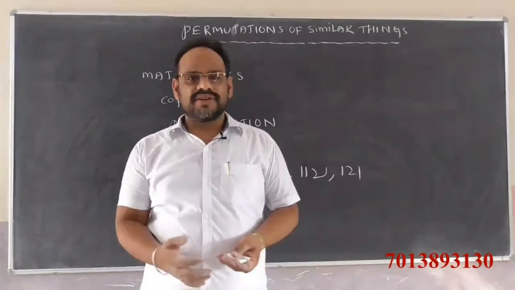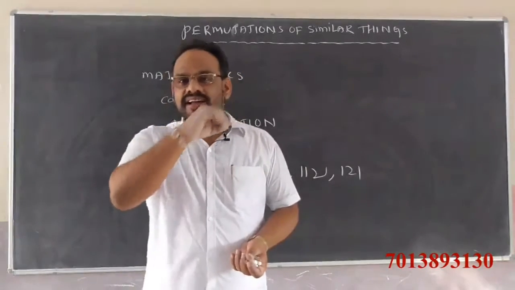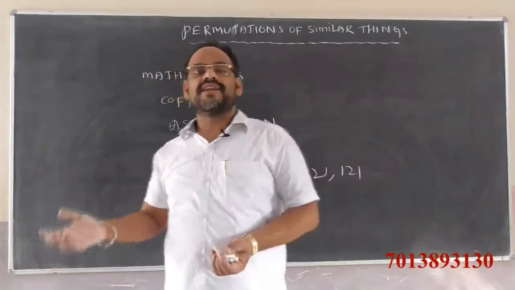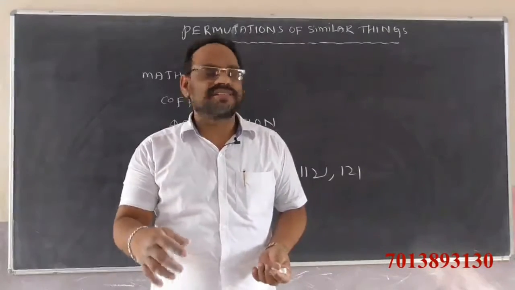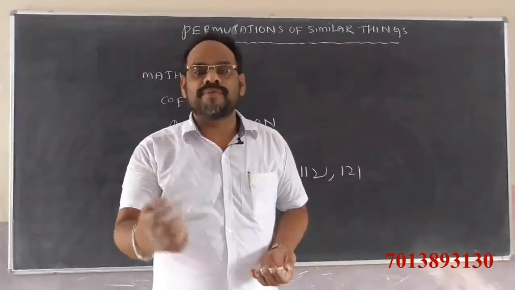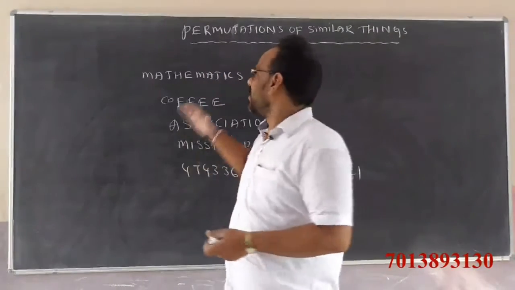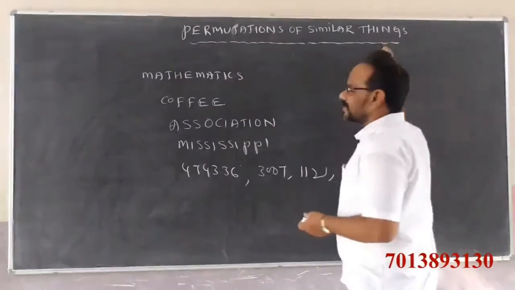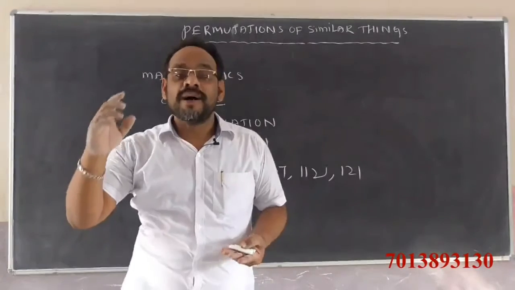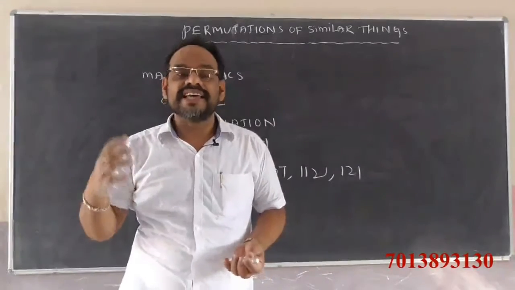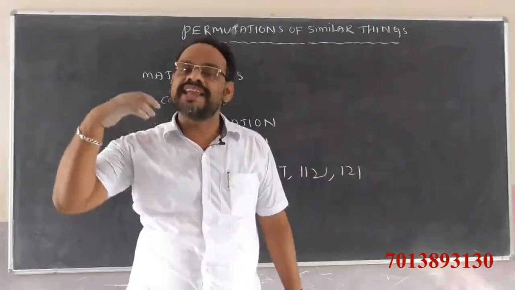Permutations of n dissimilar things where repetition is not allowed: to calculate the number of permutations we have the formula nPr. If repetition is allowed, we already discussed that it is n power r. But here we deal with permutations of similar things. That means in this section we learn about permutations in which repetition of things is allowed, that is, each of the given n dissimilar things may be used any number of times.